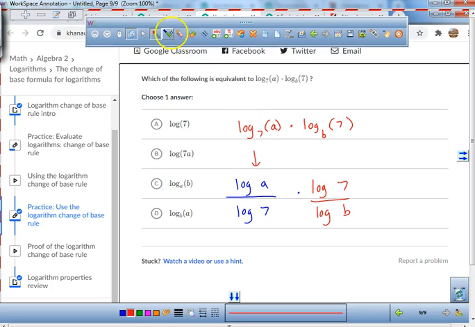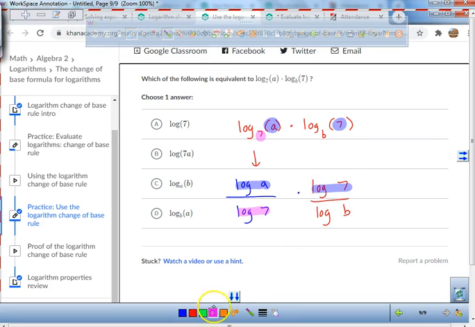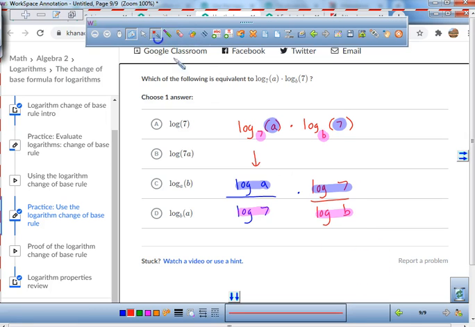Just remember, this goes on top and this goes on bottom. This goes on top and this goes on bottom. Now when we do that, what happens, canceling out? The log of 7s cancel out.